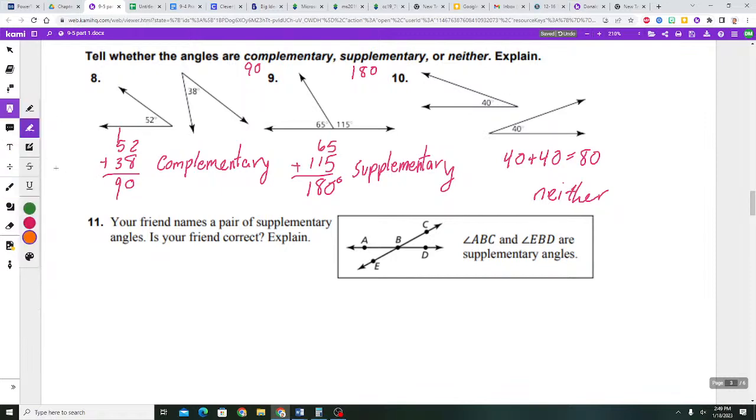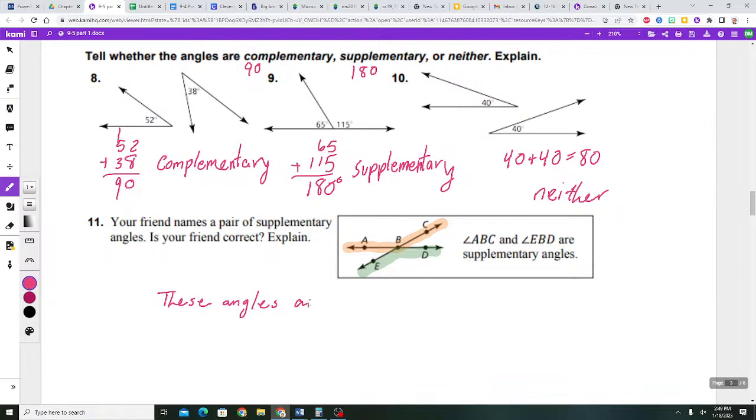The last one from this page, your friend names a pair of supplementary angles. Is your friend correct? Well, our friend named ABC, which is ABC right there. And our friend also named EBD. Those aren't supplementary. Our friend named vertical angles. So these angles are vertical. All right, so there's page 1.